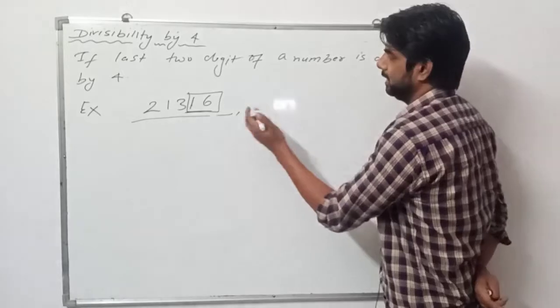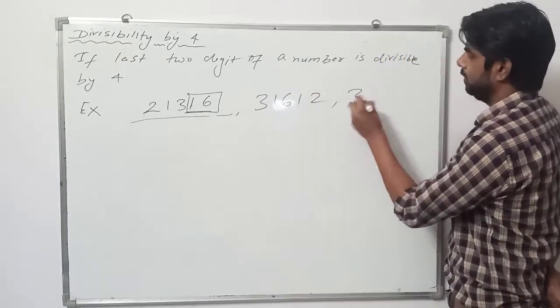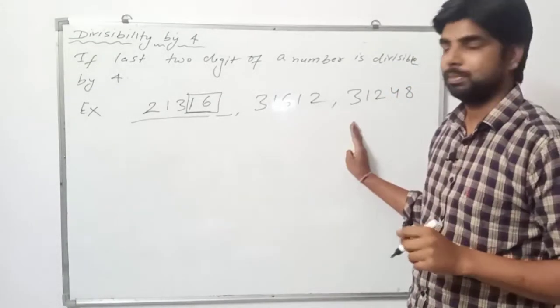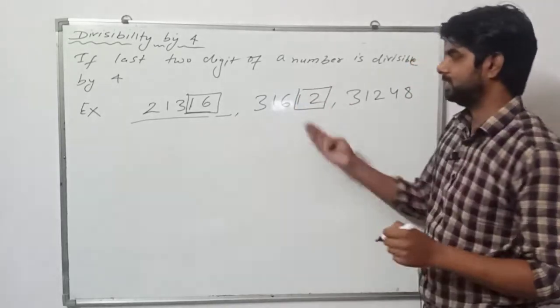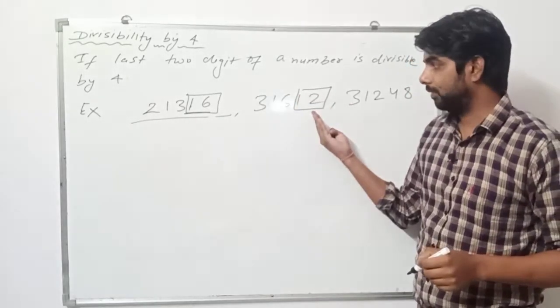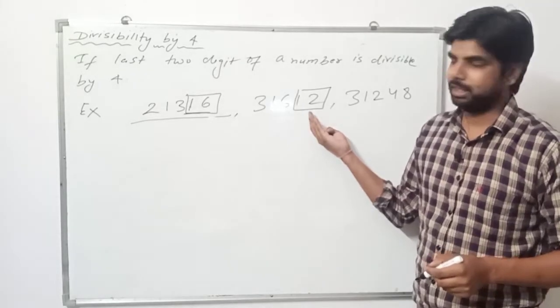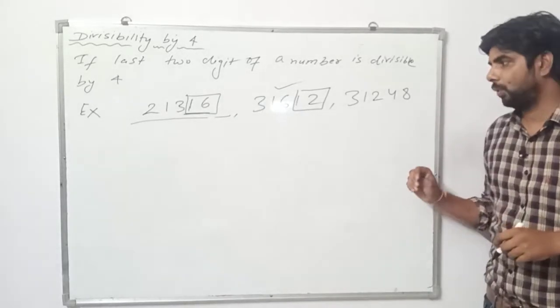Okay, let's take some other examples. 31612 and 31248. In these two examples also, in 31612 the last two digits are 12, and 12 is also fully divisible by 4. How? 4 threes are 12. So this number is also fully divisible by 4.